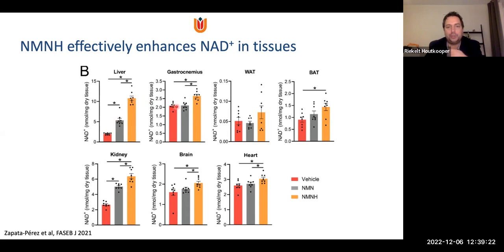And even in tissues that are notoriously more difficult for elevating the NAD levels, like gastrocnemius muscle and the brain, which typically don't respond very well to NMN, they do respond to NMNH, although not spectacularly. Still, the majority of the NAD increase we do observe in liver and kidney, which are always the most responsive tissues for these kind of treatments.